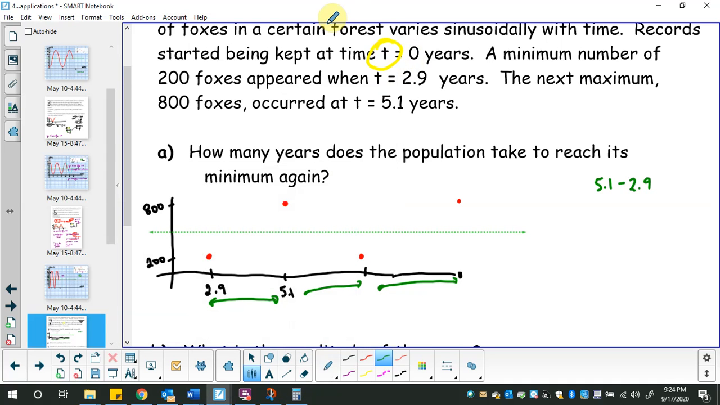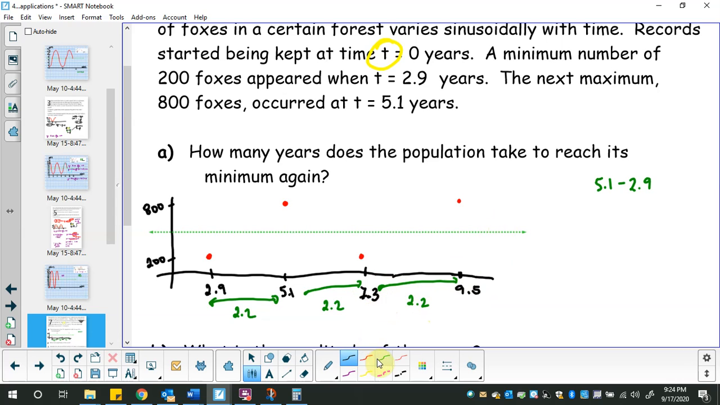So the space here is 2.2, and the space here is 2.2, and the space here is 2.2. If I can figure out what 5.1 plus 2.2 is, I should be able to have a little label for here. That's 7.3, and then 2.2 more is 9.5, in case that matters.